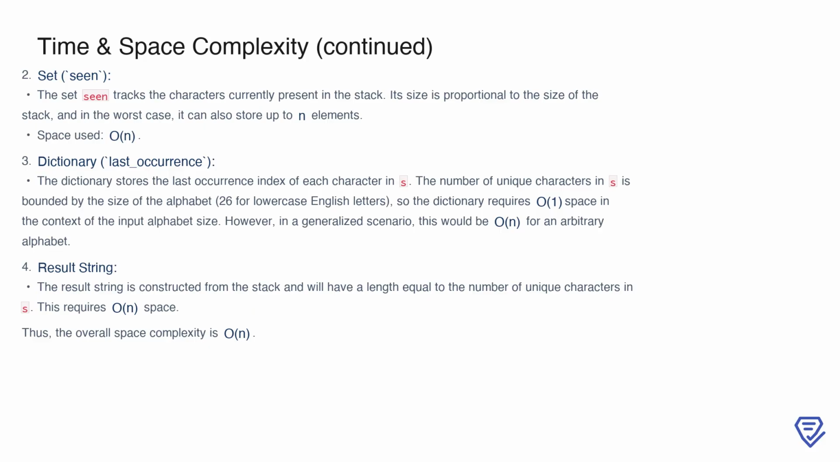The dictionary, last_occurrence, stores the last occurrence index of each character in the string. While the number of entries in this dictionary depends on the number of unique characters in the input string, it is bounded by the size of the input alphabet. For lowercase English letters, this size is fixed at 26, making the dictionary space usage O(1) in this specific context. However, if we generalize to an arbitrary alphabet, the dictionary could require O(n) space. Finally, the result string is constructed from the stack, and its length is equal to the number of unique characters in the input string, which contributes an additional O(n) space. Therefore, the overall space complexity of the algorithm is O(n).